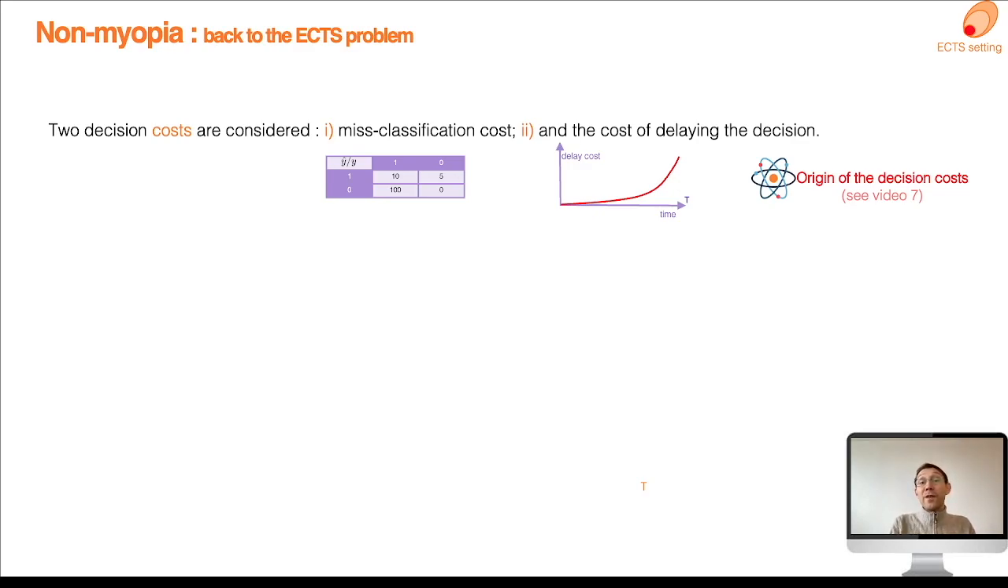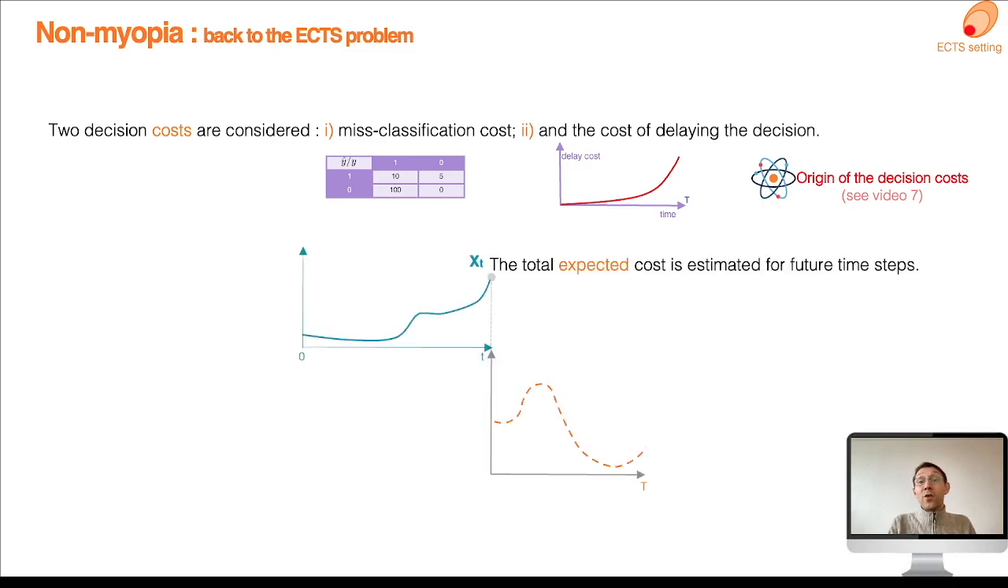What is the non-myopic property? To understand it, we need to place ourselves at the moment of using the model, at time t, when only a subpart of the input series is observed. A non-myopic approach is capable not only of estimating the cost expectation at the current time, but also of predicting this expectation for future time steps, up to the maximum decision horizon denoted by capital T.